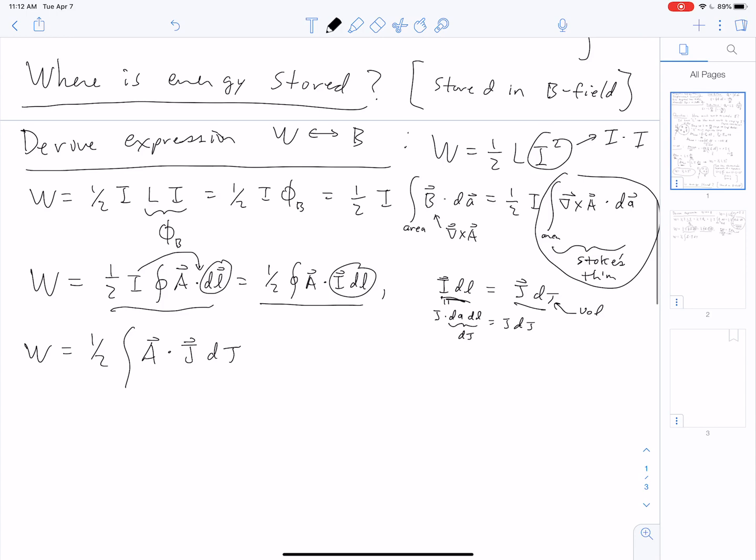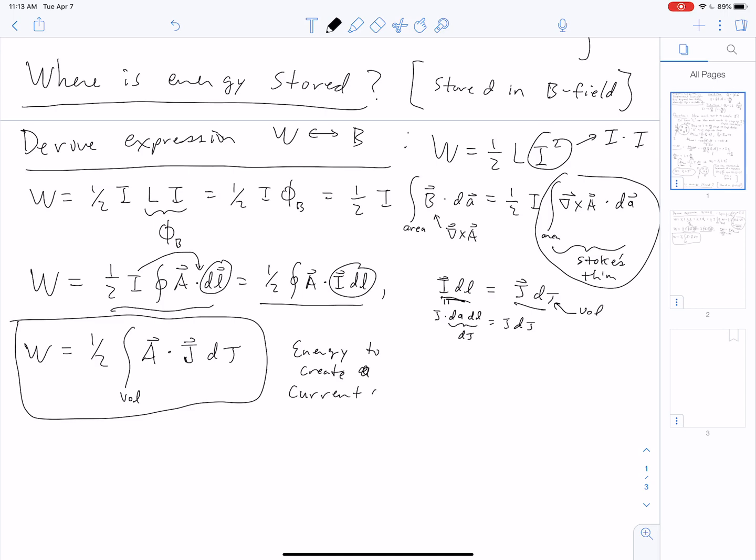And so this is a volume integral. And so this is an important expression for energy. That's the energy of a system of current loops, or a system of current distribution. Energy to create a current distribution. And once again, this should look familiar to you.